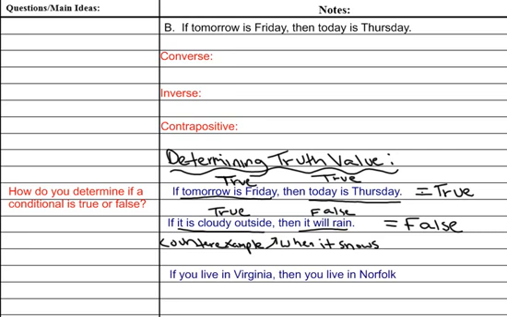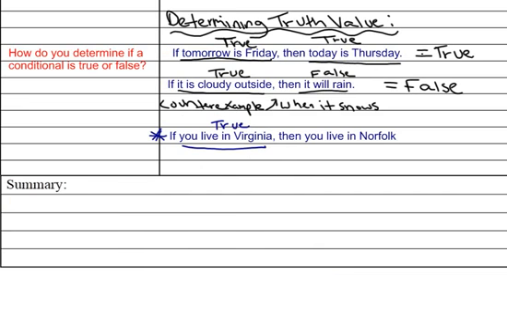Okay, so I would like for you to finish up this last example. If you live in Virginia, then you live in Norfolk. We know the hypothesis is true. Whatever they give you as the hypothesis is true. But now tell me, is the conclusion true or false? If it's false, provide a counterexample. And once you've completed that, raise your hand to verify that your answer is correct, if you need to, and then make sure you leave space at the bottom of your page for the summary, or start that on the next page.